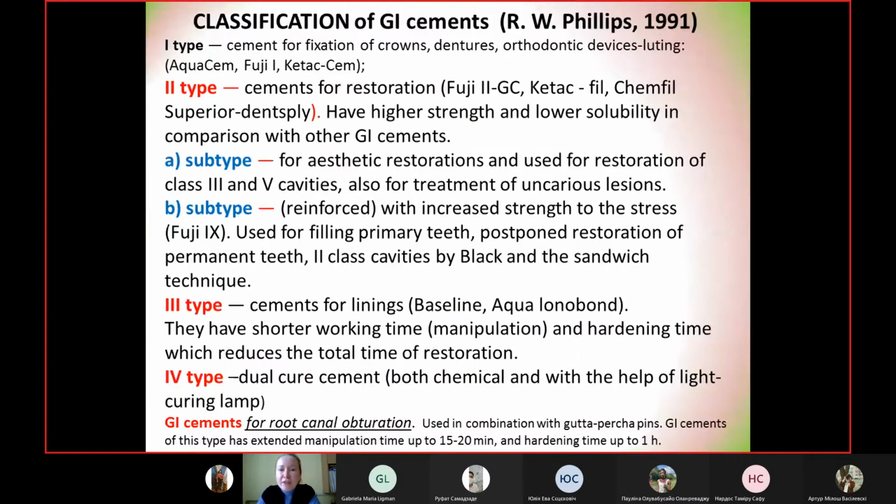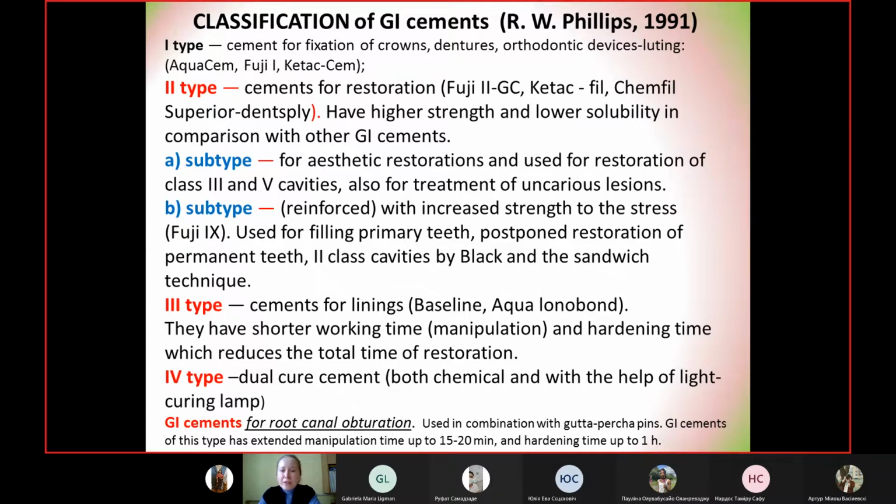For now, we have such a classification of glass ionomer cements. It was introduced in 1991 by Phillips. According to this, we have first type, second type. Basically, this second type is used in restorative dentistry. Cements for restorations have good strength and lower solubility in comparison with other glass ionomer cements. They are divided into subtype A and subtype B.